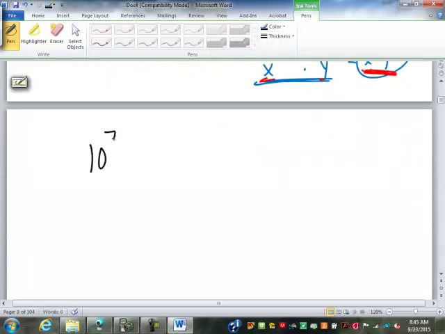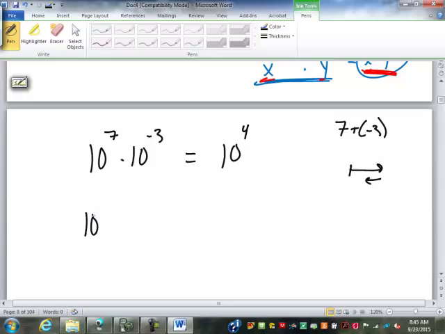So 10 to the 7th times 10 to the negative 3rd is 10 to the 4th. 7 plus a negative 3. Here's 0, there's 7. Negative 3 ends up at 4. 10 to the negative 8th times 10 to the 10th is 10 to the 2nd. Negative 8, positive 10, ends up at 2.